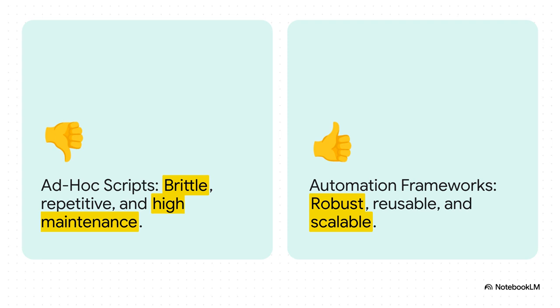So what's the fix? Well, it's really about changing how we think about this stuff. We've got to stop writing these disposable one-off scripts. Instead, we're going to build a real system, an automation framework that's built to last, something robust, reusable, and that can actually grow with your project.